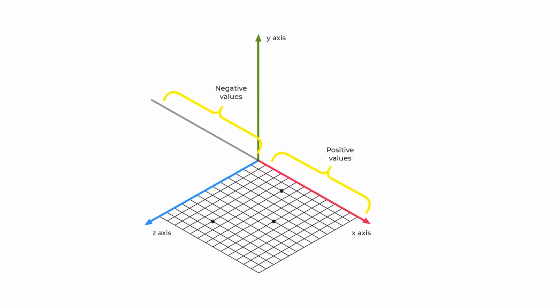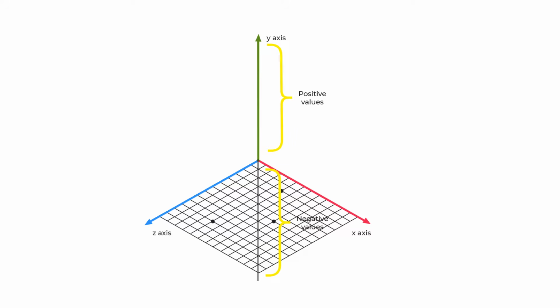The first axis is known as the x-axis, and it represents the horizontal placement of a point on the graph. The left side contains negative values, while the right side contains positive values. The second axis is known as the y-axis, and it represents the vertical placement of a point on the graph. The bottom side contains negative values, while the top side contains positive values.